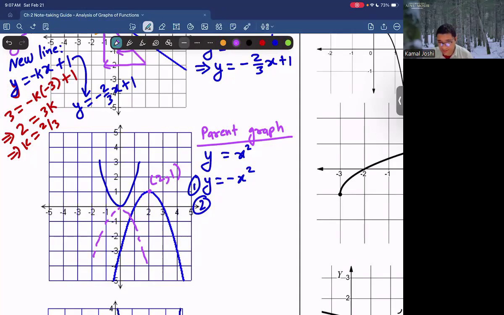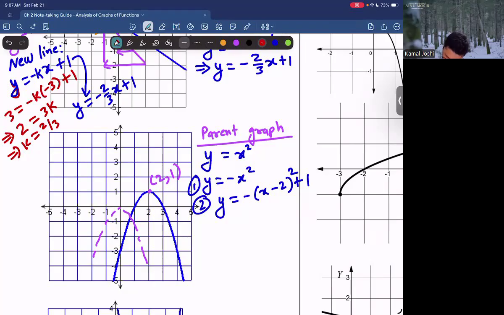Please, I have said write your own equation and only then check with me. Because you have shifted to the right and up, it will be minus of x minus 2 whole square plus 1, right? Now that's not enough because this graph appears to be stretched. We'll see. Does it appear to be stretched or not? We'll check that. That may not be enough.